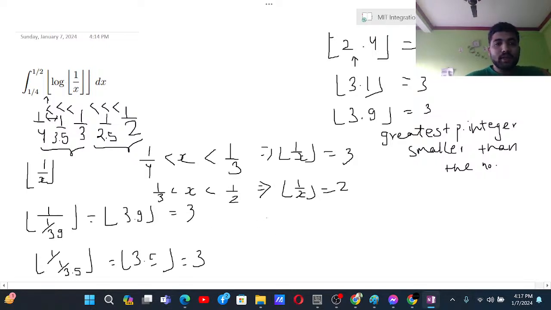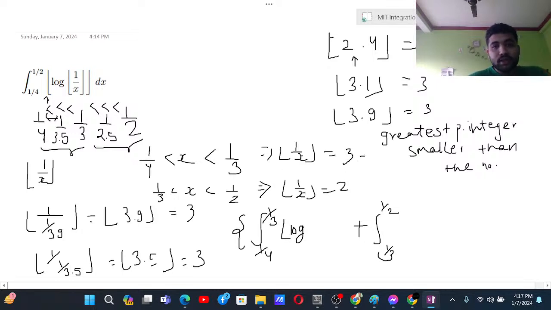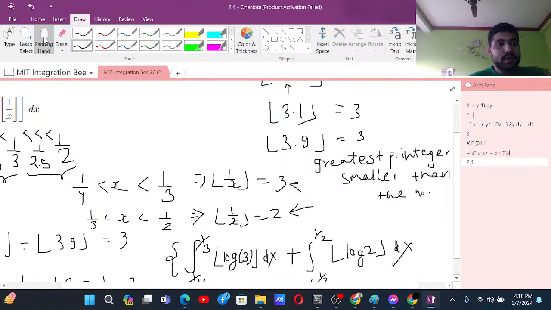Now we can break the integral into the integral from 1 by 4 to 1 by 3 plus the integral from 1 by 3 to 1 by 2. We have GIF of log, and for this range GIF of 1 by x is going to be 3, as we already found out. So log 3 dx. And for this range, GIF of 1 by x is going to be 2. So GIF of log 2 dx. Okay, that's nice. Now let's move ahead.